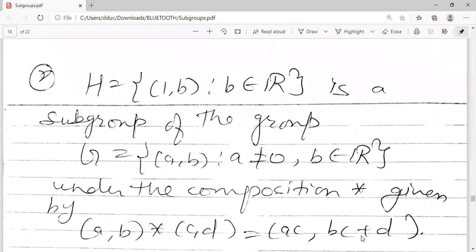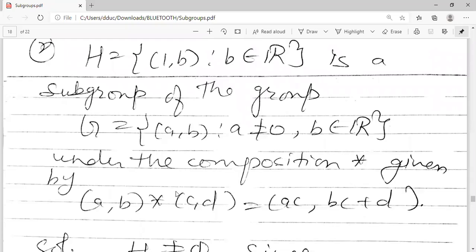Now let us see this example. H is this subset of ordered pairs (1, b), where b belongs to R. This is a subgroup of the group G, where you have ordered pairs (a, b), with a non-zero and b any real number. The composition star is given by combining two ordered pairs like this: (a, b) star (c, d) is (ac, bc + d). This is the definition of the composition, and you have to use it.